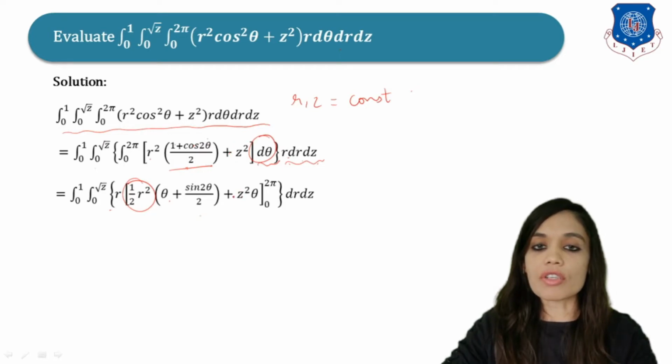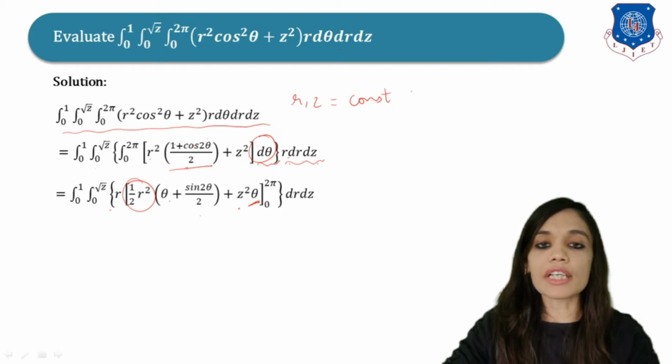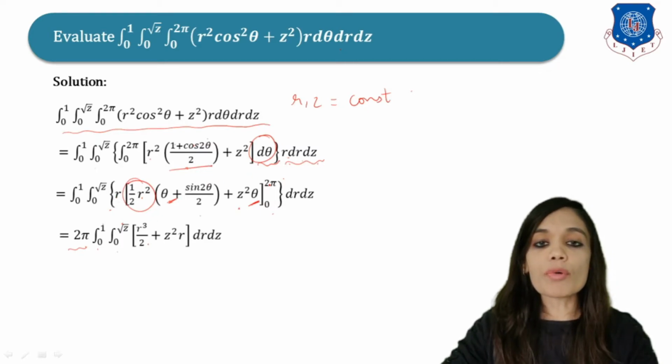Now this z square is constant, so keep it as it is. And integration of 1 d theta will be what? Theta. And your limits are 0 to 2 pi, right? So now let us put the limits in place of theta, right? Now here you have theta, and here too you have theta. So you can keep 2 pi outside. What will remain? Integration 0 to 1, 0 to square root z. Now multiply these two. So you will get r cube upon 2. Now if you put 2 pi here, then you will get sin 4 pi, which gives us the answer 0, right? So this term is gone.